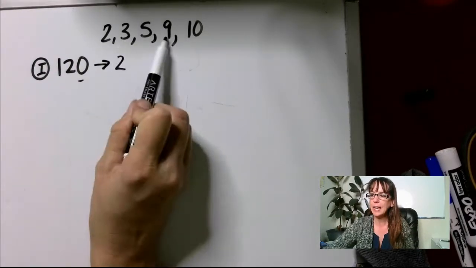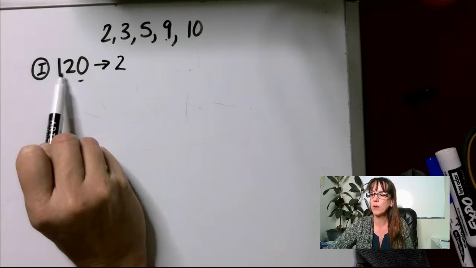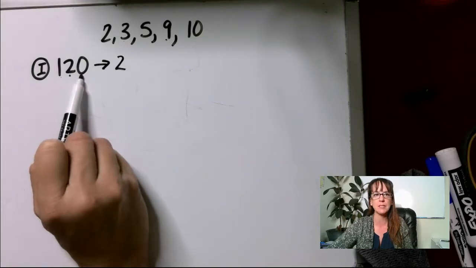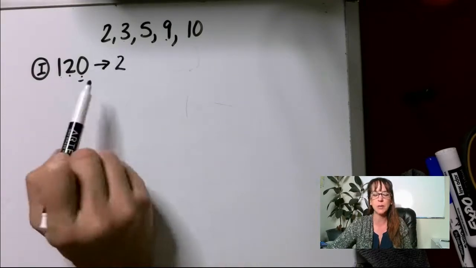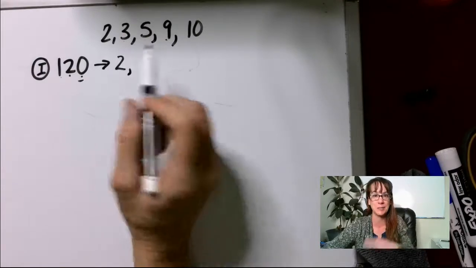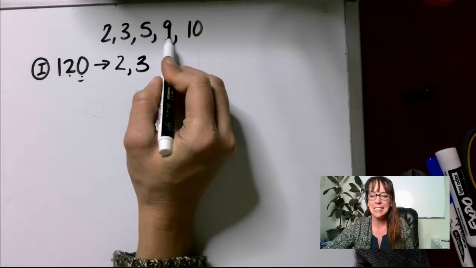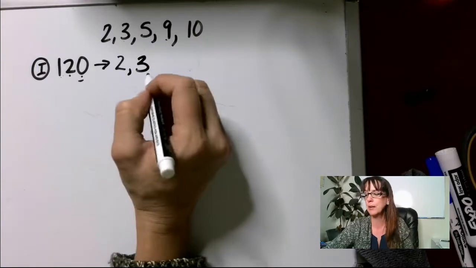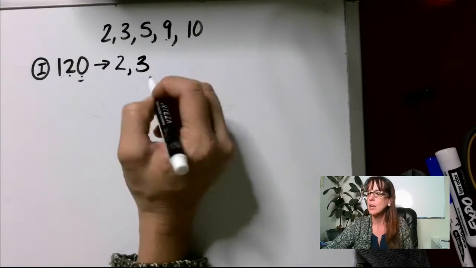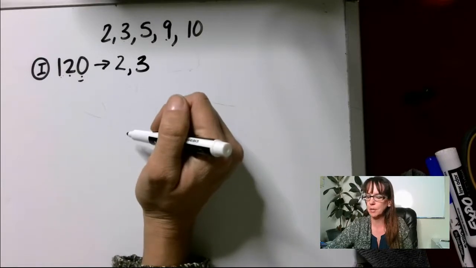Now for 3 and 9, we need to add these up. 1 plus 2 is 3 plus 0 is 3. Does 3 go into 3? Yes, 3 goes into 3. Then 3 is going to go into 120. Does 9 go into 3? No, because it would have to be at least 9, right? So 9 is not going to go into this number.